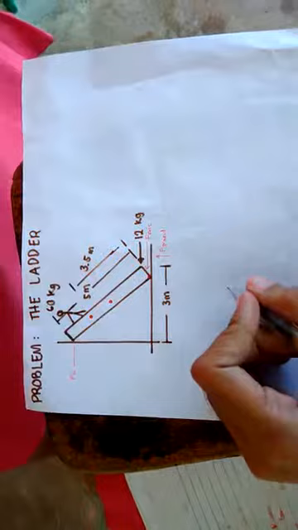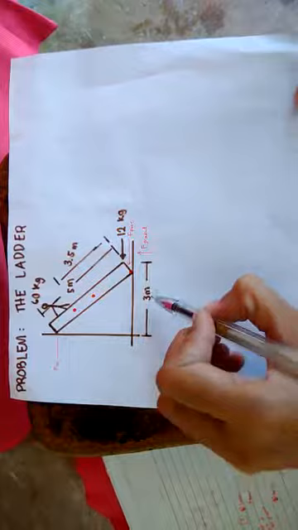Morning everyone, we are group 2 and we are here to present the first problem on torque, which is the ladder. So our given is, a man is climbing up a ladder who is 60 kilograms and the ladder weighs 12 kilograms. The height of the ladder is 5 meters and its perpendicular distance is 3 meters, which means that if this is 5 meters and this is 3 meters, this is 4 meters by the Pythagorean theorem.